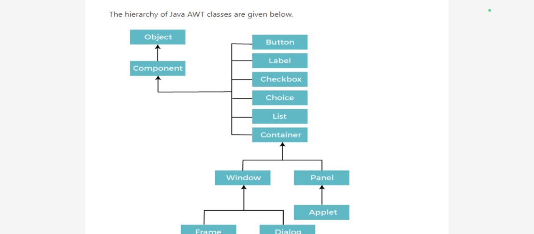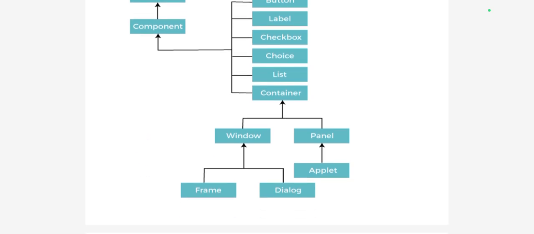Here the container also has a hierarchy. It has two descendant classes. One is window and the second child is panel. Also window has two descendant classes. The first one is frame and the second one is the dialog class. Panel has one descendant class or child class, which is applet.